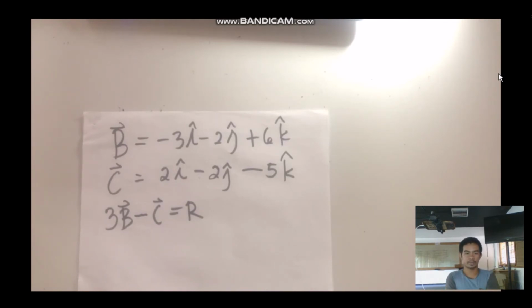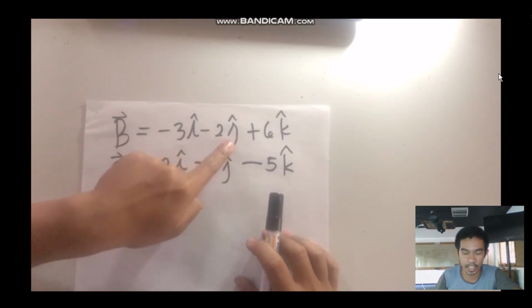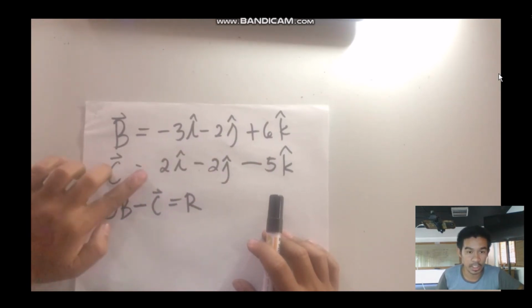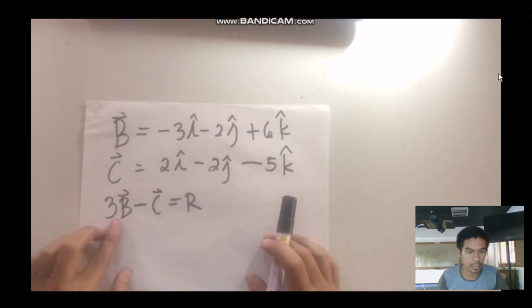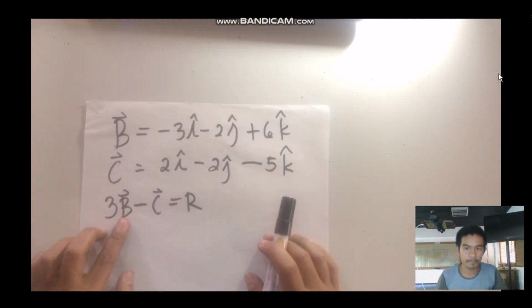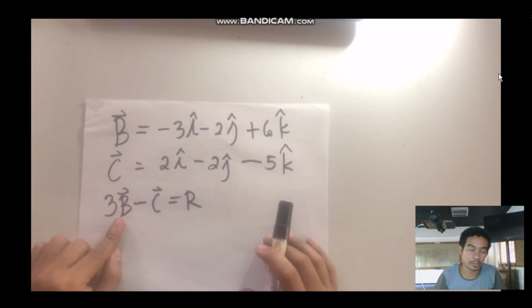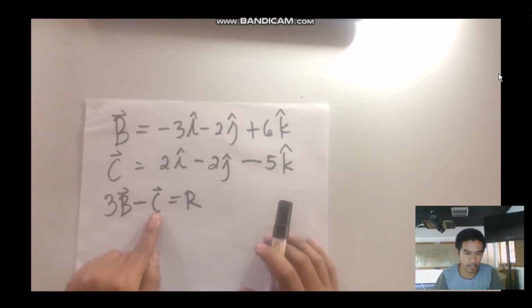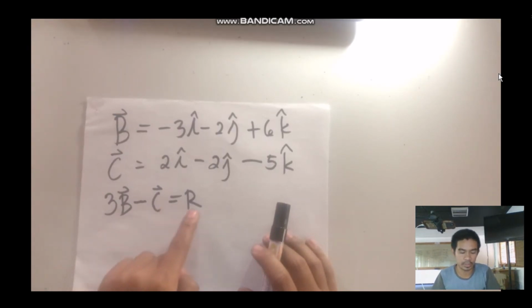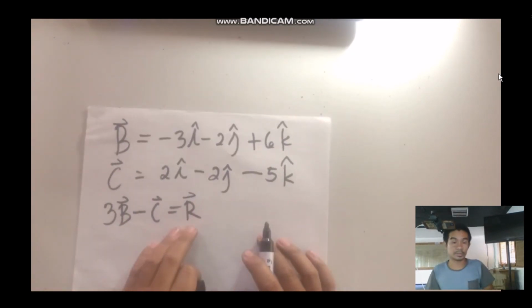So let us have another example, the last example. Given two vectors, we have vector B equals 3i hat minus 2j hat plus 6k hat, and vector C is 2i hat minus 2j hat minus 5k hat. So this time we'll look for 3 times vector B. What is 3 times vector B? It means each magnitude of vector B is multiplied by 3. Then minus vector C equals vector R. So let us solve for vector R.